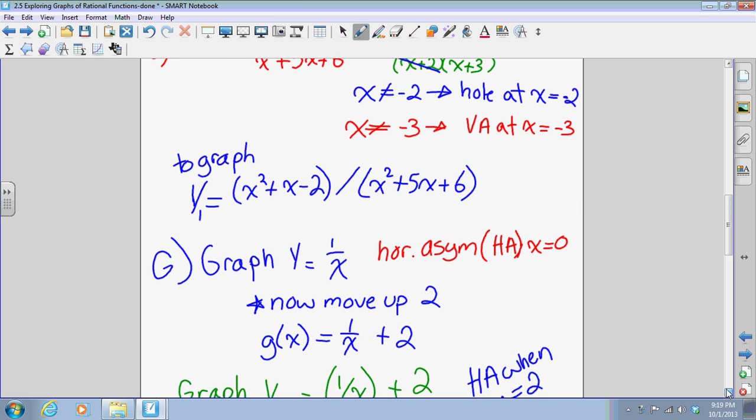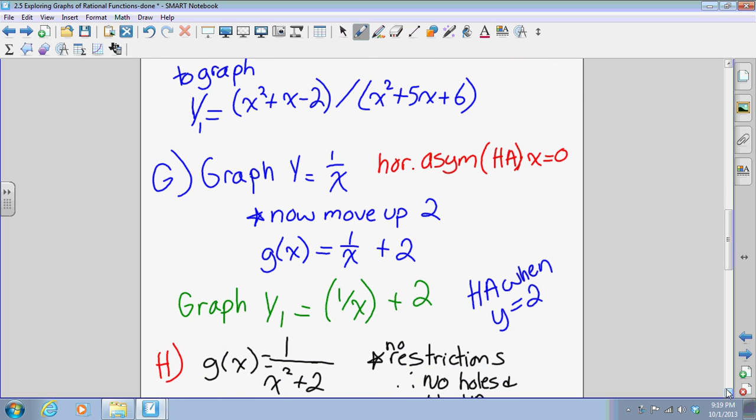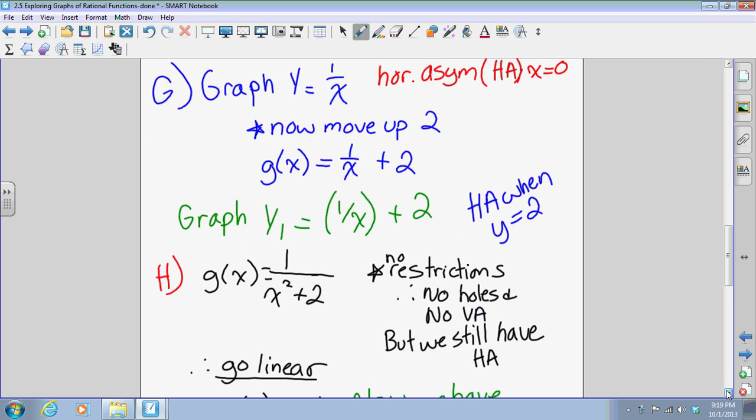Great. Hope you're having fun with that graphing calculator because it helps you. G says to graph y equals 1 over x, and again you have what's called a horizontal asymptote, which is y equals 0. Now it asks you to move it up by 2, so again that's your C value, guys, that you move up. So it's 1 over x plus 2. Try graphing that, guys, and see how the horizontal asymptote moves up when you increase that by 2.